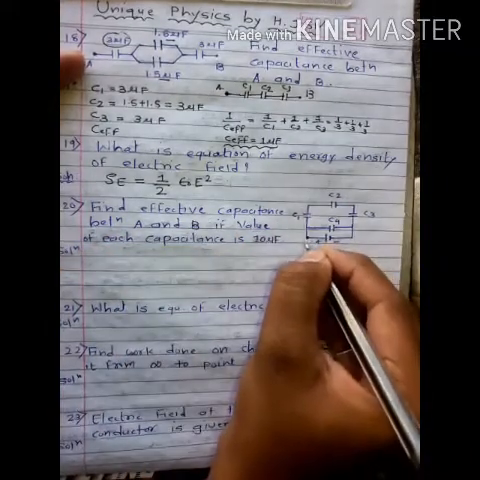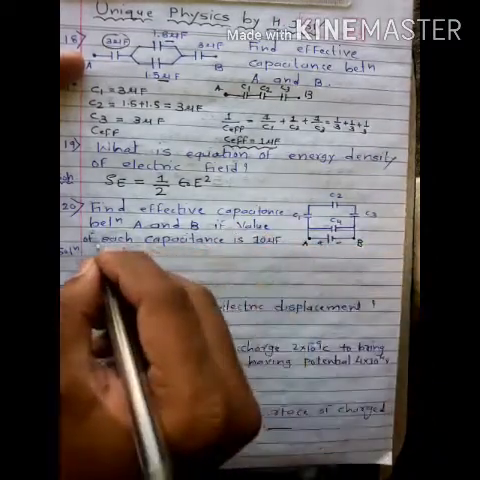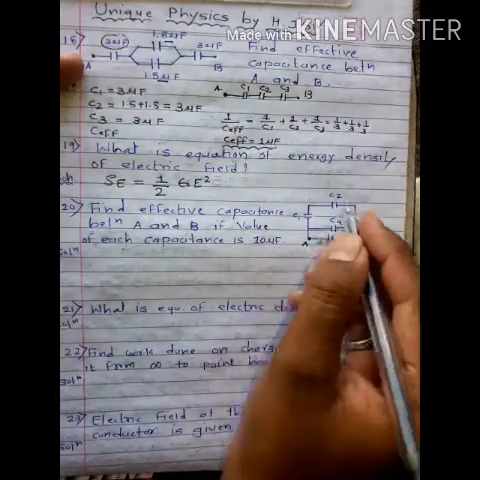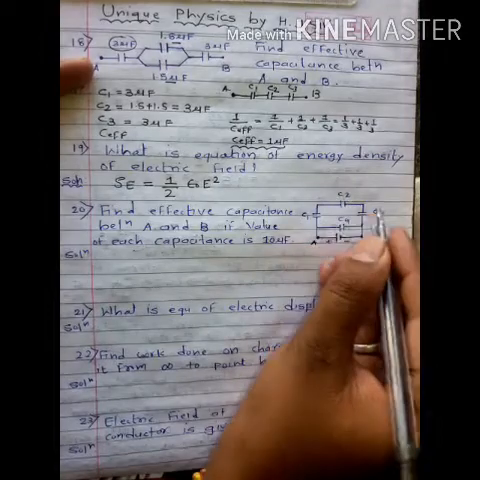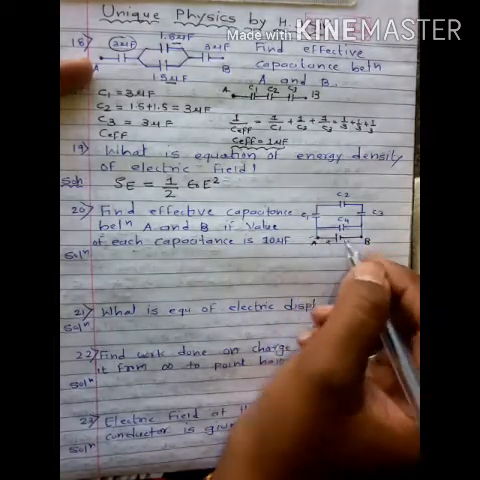Next MCQ. Find effective capacitance between A and B. This is our A point and this is our B point, A and B. If the value of each capacitance is 10 microfarad. Here in this network we have a total of 4 capacitors, C1, C2, C3 and C4. Find effective capacitance between A and B.